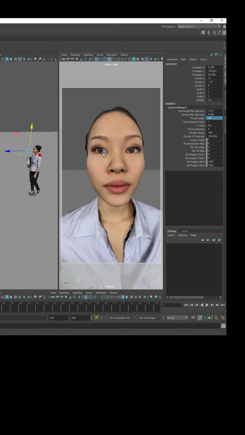But you can see that the so-called 5-eye line is completely gone at this point. We're not seeing the sides of her head.